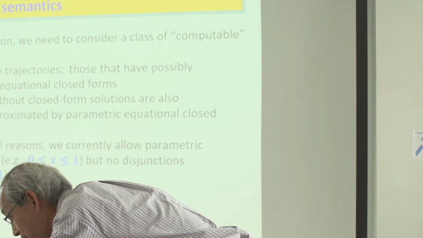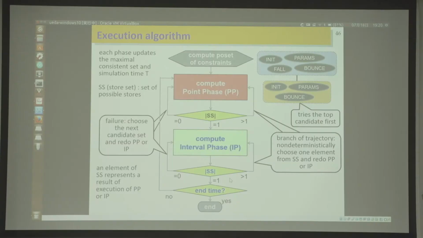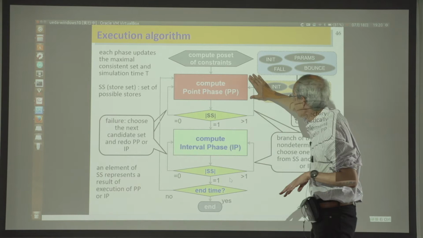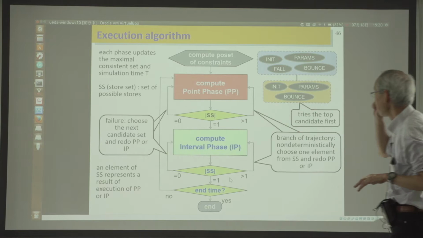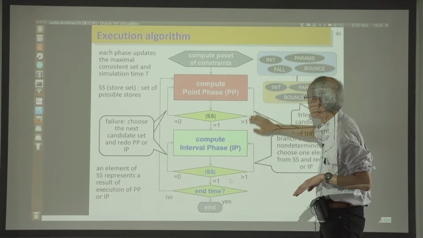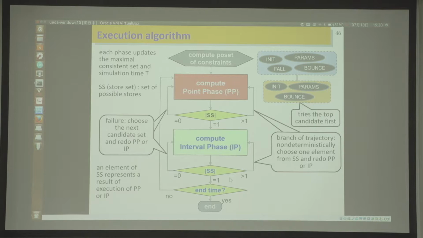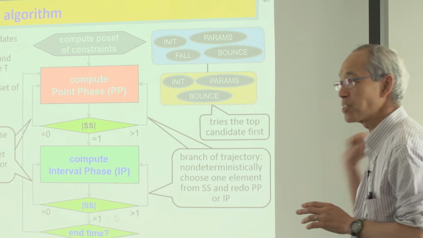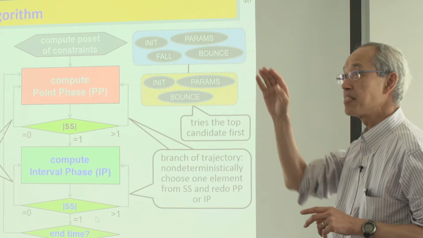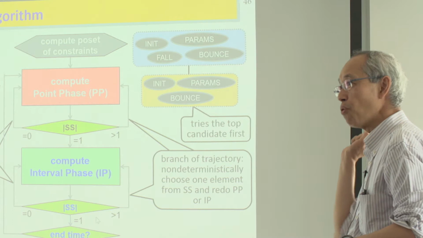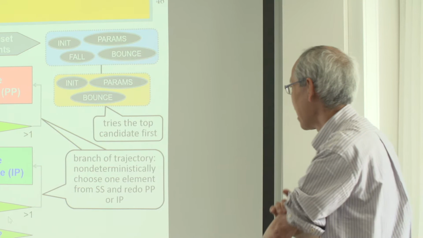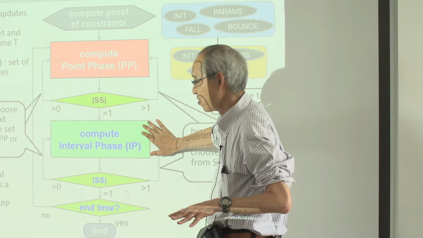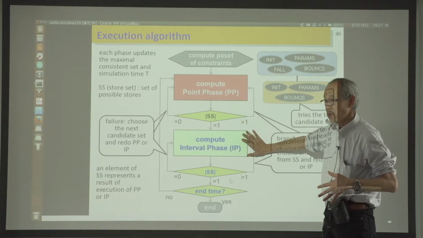So maybe this is the basic algorithm. We first compute the partially ordered set of constraints. The computation just alternates between the point phase for discrete changes and the interval phase for continuous evolution. But in each of these phases, there is some non-determinism. For example, in the interval phase, suppose that we toss a ball in this room. The ball may first hit the ceiling, or the wall, or the floor, depending on how I toss the ball. So if you have some parameters in the initial value of your ball, then what happens first depends on the parameter values.